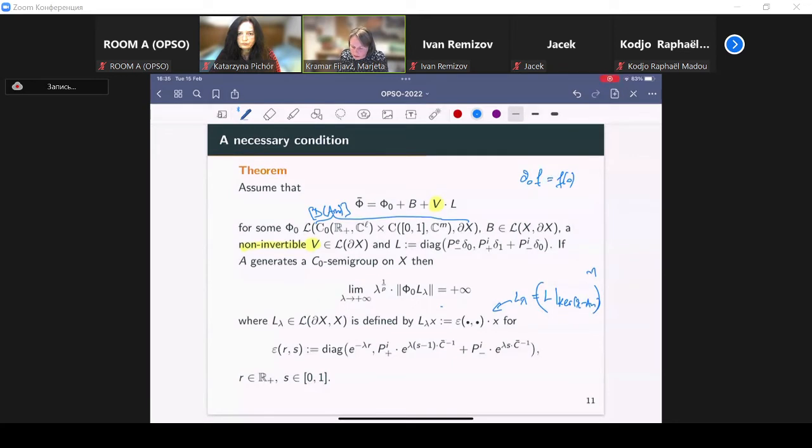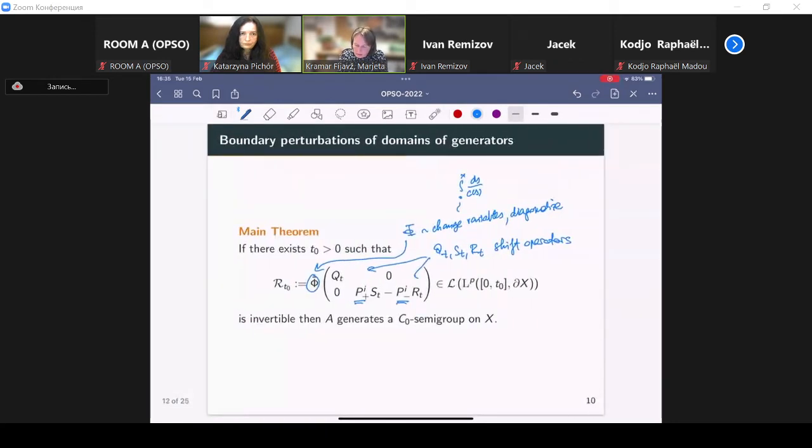And this result maybe seems a little strange here, but actually this gives us a necessary condition. So how do we apply this? Remember here we had, if this R is invertible, then A is a generator. Then we say, okay, and what if this is not invertible?